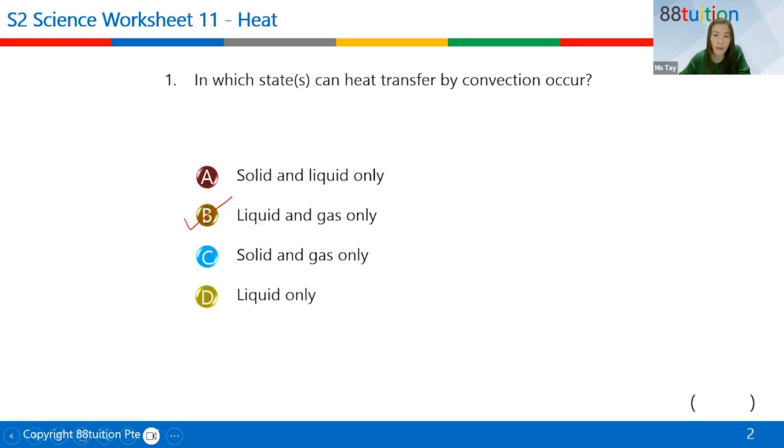Do you know that conduction can happen for solid, liquid, and gas as well? Do you know that? Thumbs up, thumbs down. If you know, you put thumbs up. If you don't know, put thumbs down. Sherman knows, good. Jocelyn, are you here? Okay, good. So you know also, wonderful.